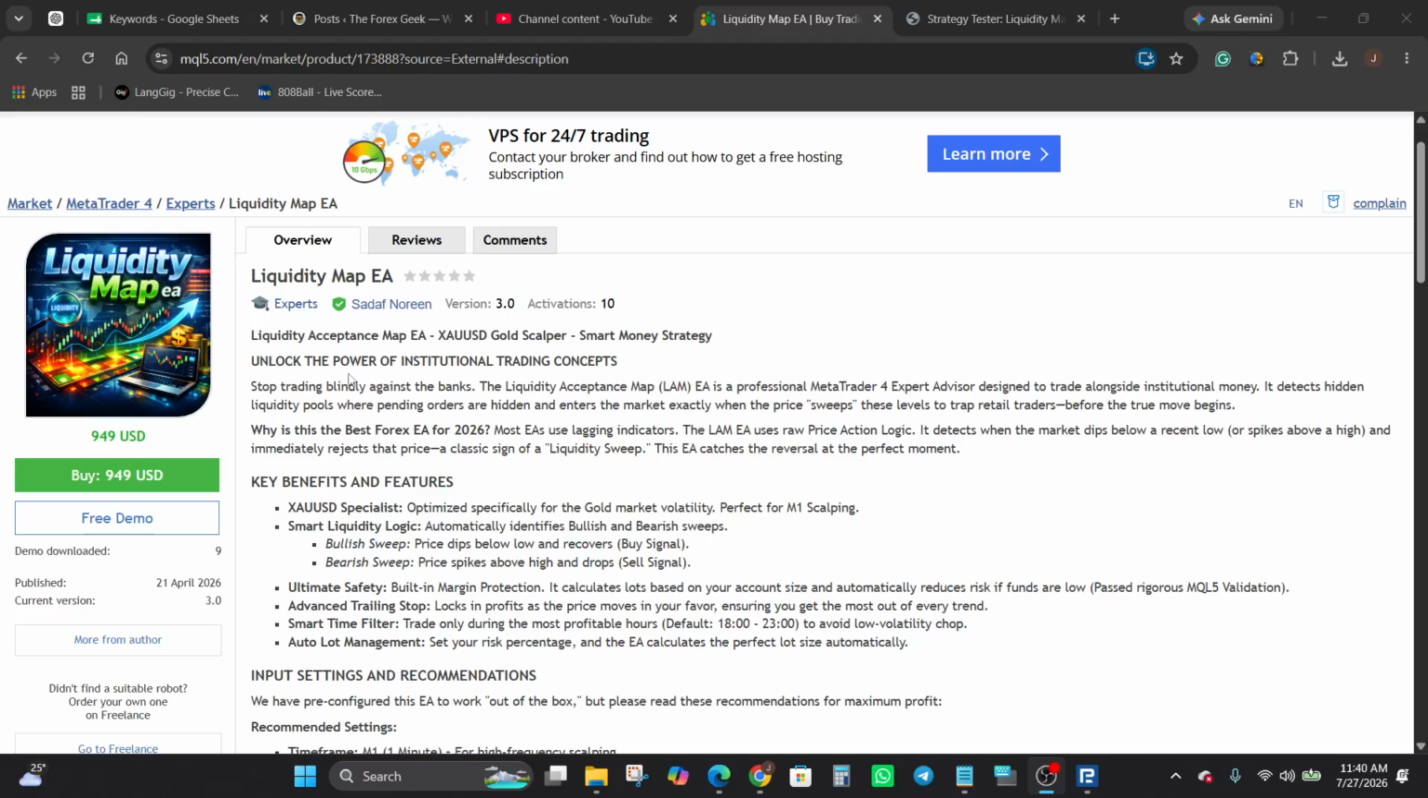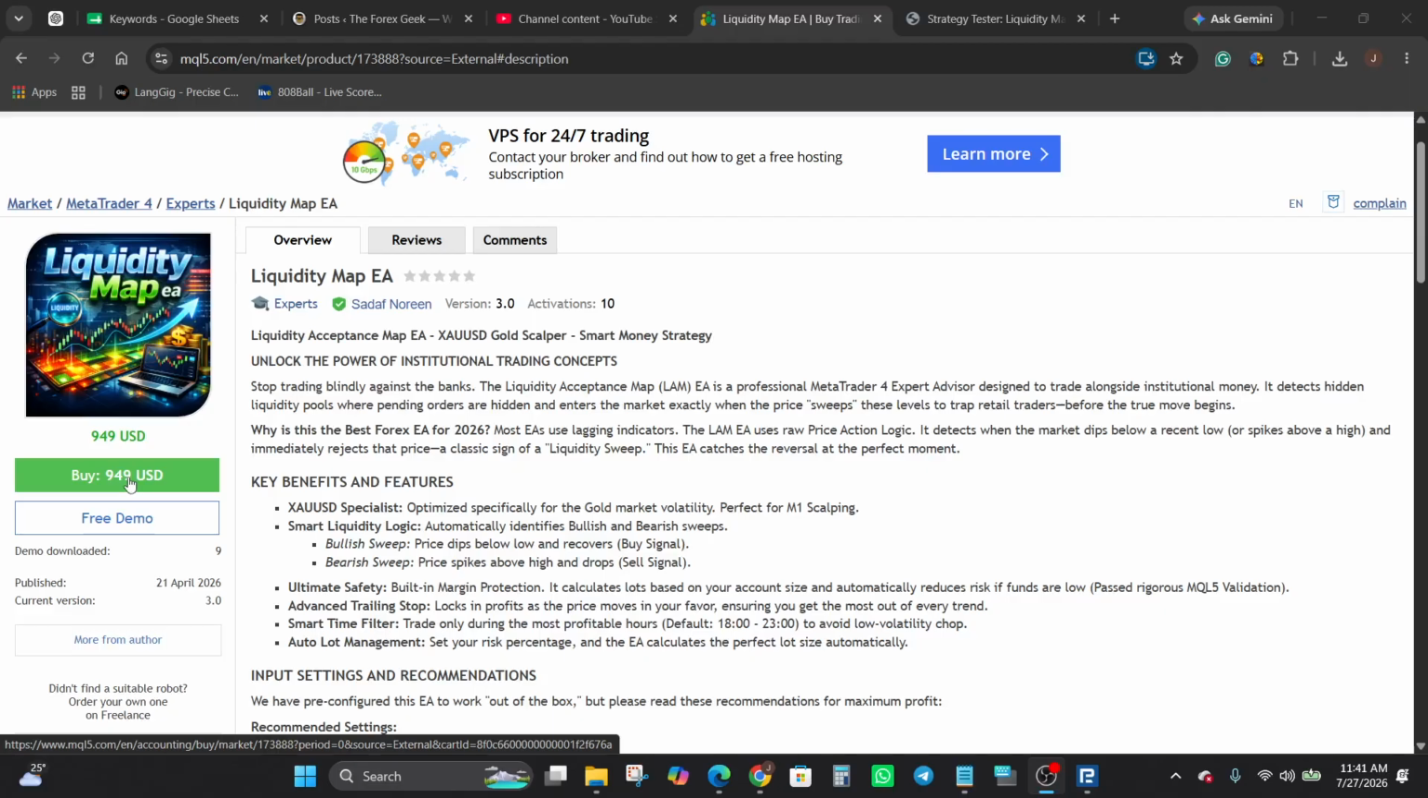So Liquidity Map is built for MetaTrader 4. Let's just walk through the marketplace page from the top right away. It is developed by Sadaf Noreen, currently on version 3.0 with 10 activations. The EA is priced at 949 US dollars.